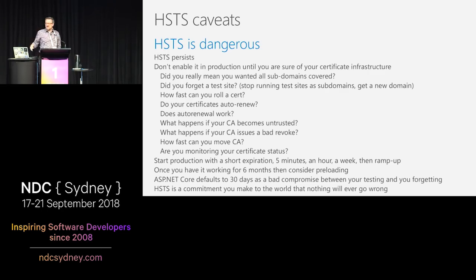So in ASP.NET Core, we default to 30 days for your HSTS expiration, and it's kind of a bad compromise between the 5 minutes that's recommended by Chrome and Edge for preloading and the year that everyone expects you to end up in. So use it, but remember, it is a commitment that nothing will ever go wrong with your cert infrastructure. You may get called at midnight when your cert expires and Azure forgot to roll it.